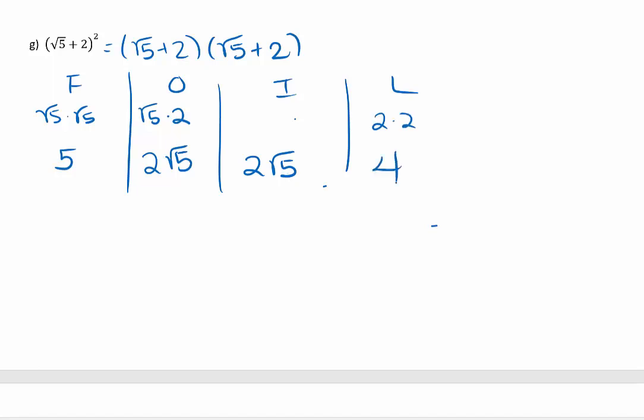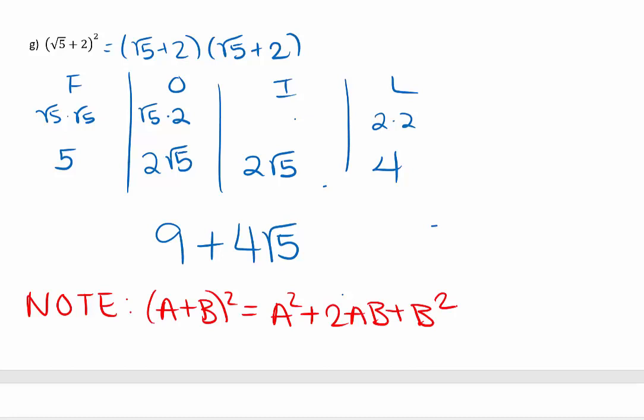And my last is 4. Finally, I'm going to add these numbers together, combining like terms, and I'm left with 9 plus 4 root 5. Note, when you're squaring a sum or a difference, you can't just distribute the exponent. I think it's best to use the FOIL process on these problems.